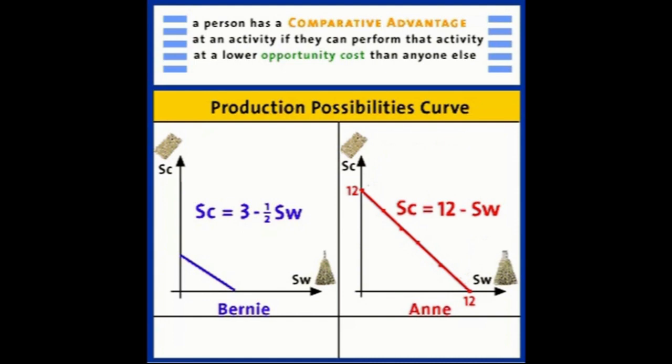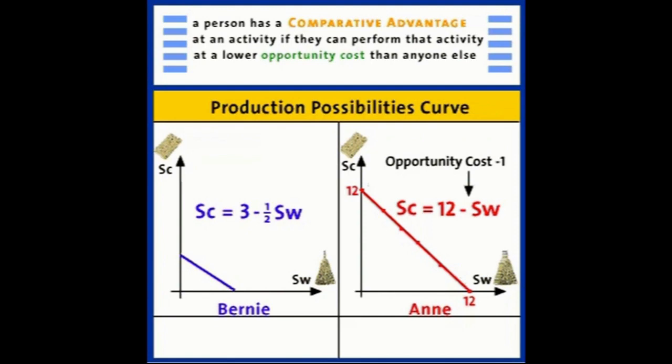Here's Bernie over here, and we know that his production possibilities are represented by this equation. Let's suppose that Bernie and Ann are both running cleaning businesses and that they are working independently of each other. If Bernie and Ann work independently of each other and don't cooperate, then let's suppose that each of them has to sweep the same number of rooms that they scrub. You go to a house and it's got 2 rooms in it.